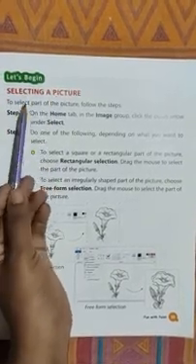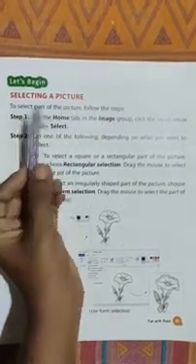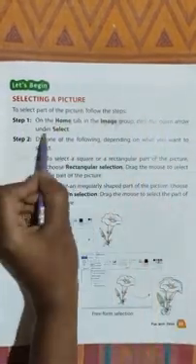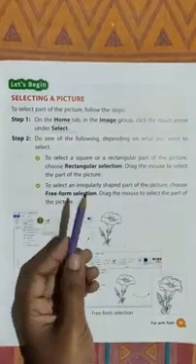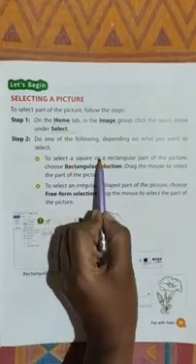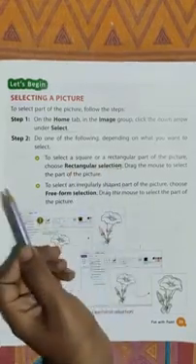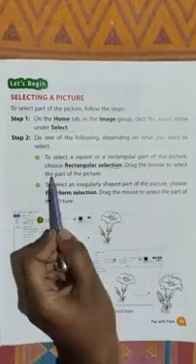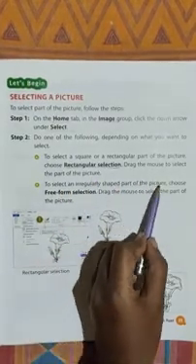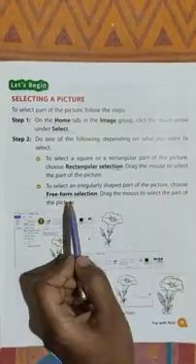Selecting a picture. To select part of the picture, follow these steps. Step 1, on the home tab, where you have to go? Home tab. In the image group, click the down arrow under select. Okay, do one of the following depending on what you want to select. Select a square or a rectangular part of the picture: choose rectangular selection. Drag the mouse to select the part of the picture. To select an irregularly shaped part of the picture, choose freeform selection. Drag the mouse to select the part of the picture.